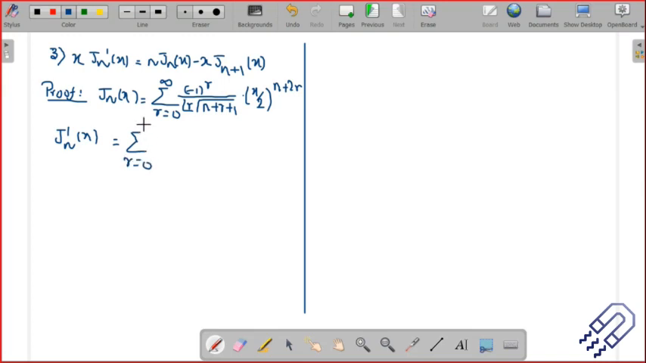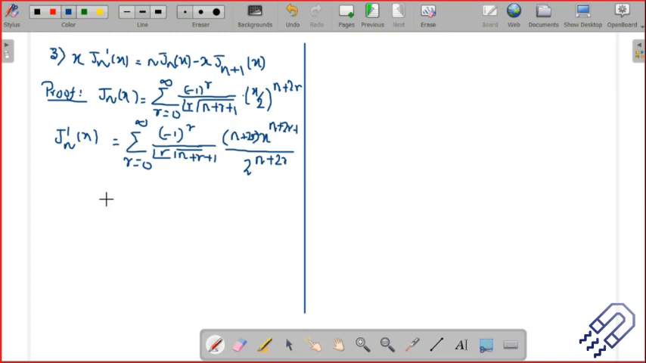So I'll take the steps here. Summation r equal to 0 to infinity, (-1)^r divided by factorial r gamma of (n + r + 1), into (n + 2r), and x to the power n + 2r - 1, divided by 2 to the power n + r. Okay, so that's my relation.